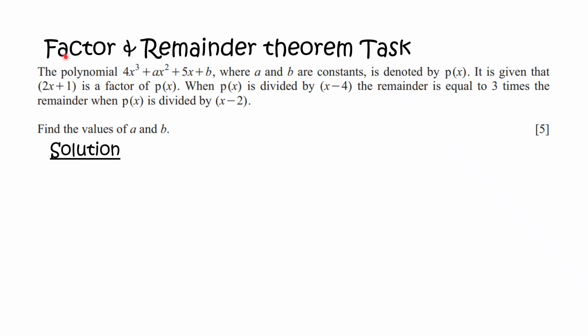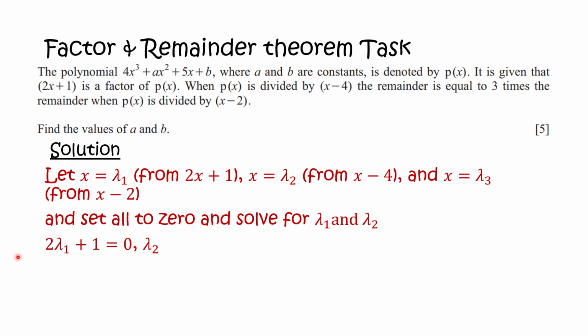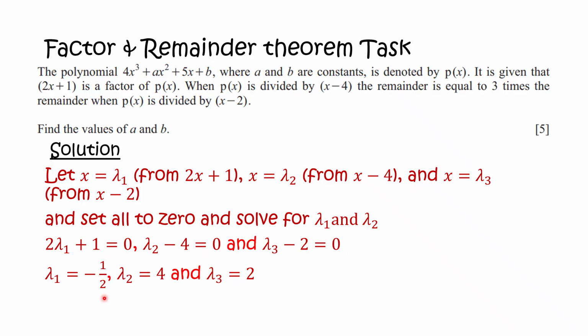Now, moving on to the factor and remainder theorem task. This one was an amazing one because it had 3 divisors. One which was a factor, and 2 others which were not factors but just dividers. So going about this, we would have 3 lambdas. Lambda 1 would be from 2x plus 1, lambda 2 from x minus 4, lambda 3 from x minus 2. We set this to 0 and solve. So we get lambda 1, which is minus half, lambda 2, which is 4, lambda 3, which is 2.